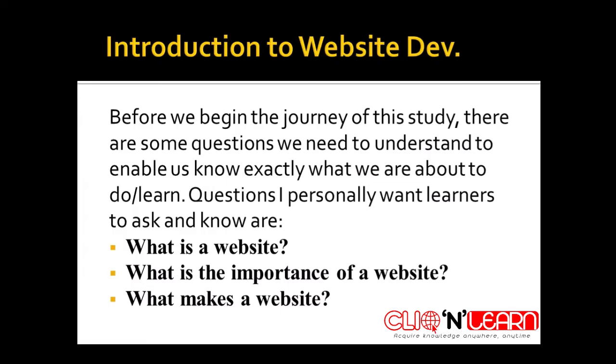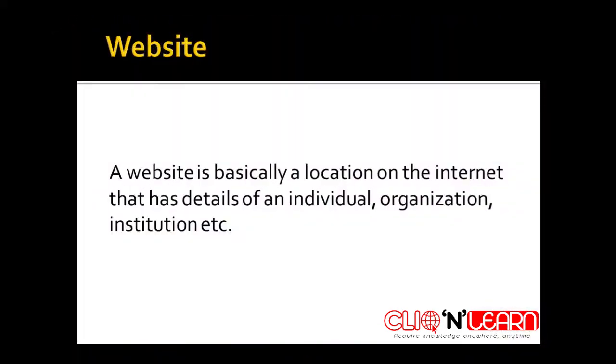Okay, so to proceed, let's answer the first question, which says, what is a website? Now, a website is basically a location on the internet that has details of an individual, organization, institution, and so on. Looking at the word, we have web and then site. Site as in a location in English, and web is a collection of information on the internet. So basically, having a location on the internet which has information about something, be it an individual, an organization, or an institution, that place that we call a location becomes what?